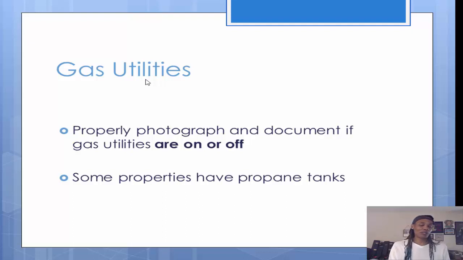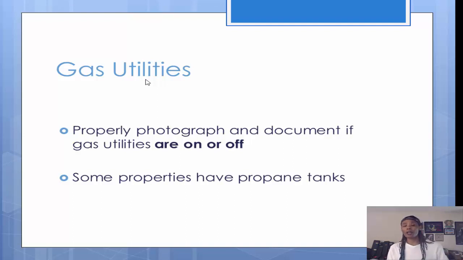All right, so that one was pretty simple, pretty easy, pretty self-explanatory. Now we're going to talk about gas utilities. So one of the things that you want to do is photograph and document if the gas utilities are on or off.